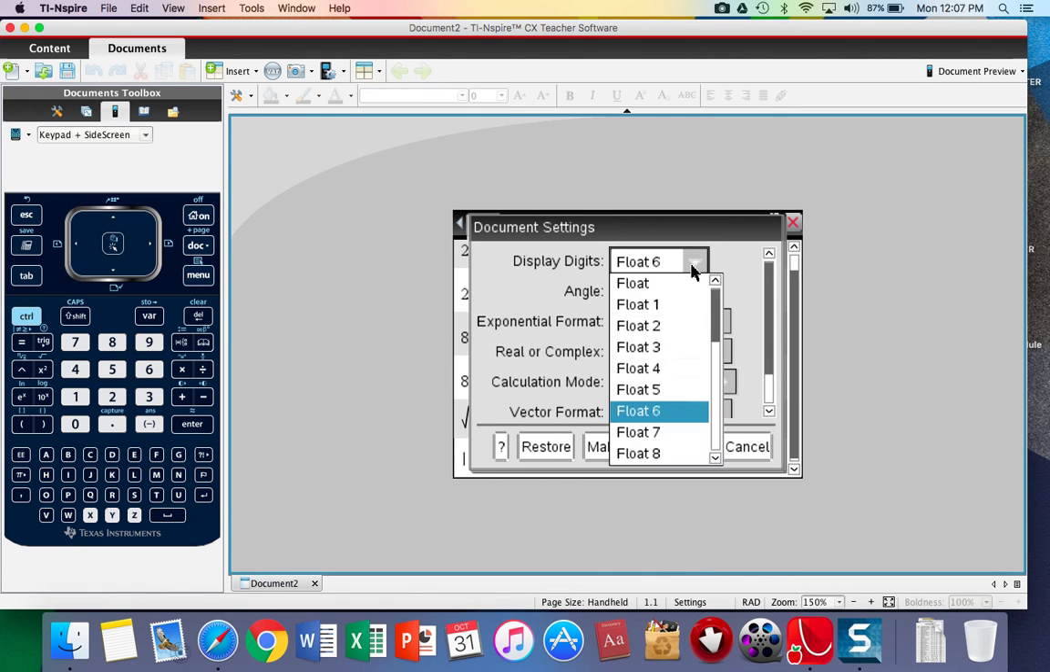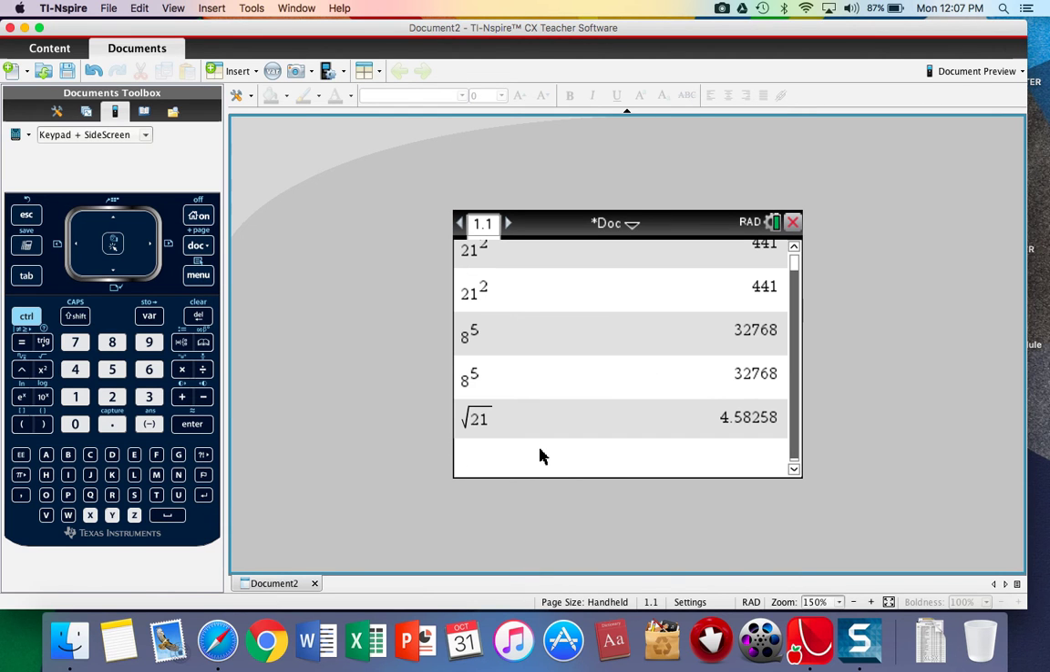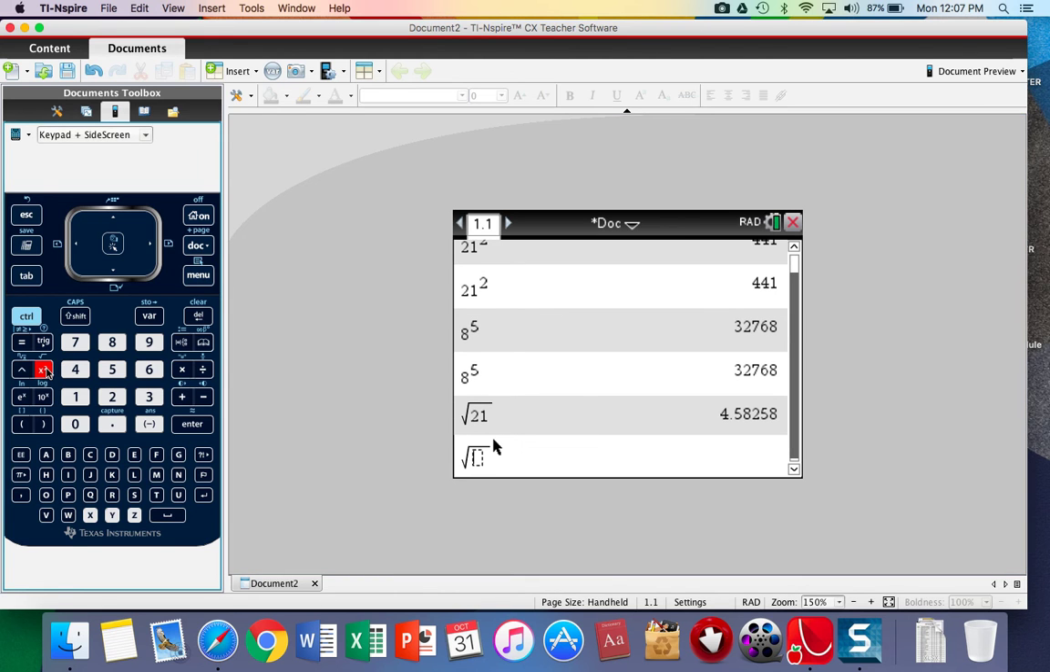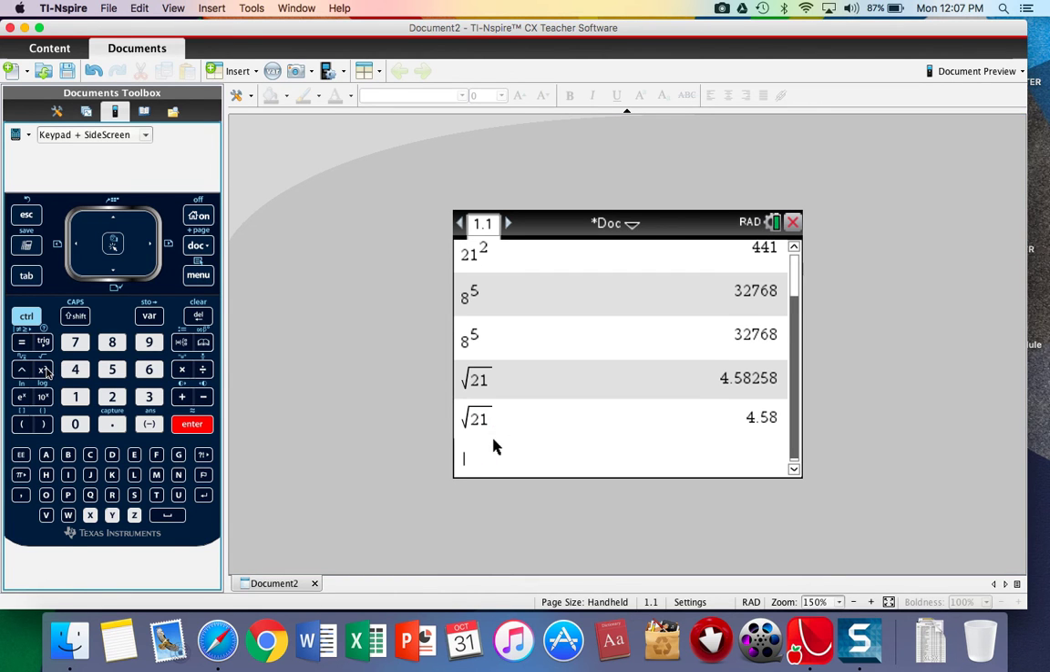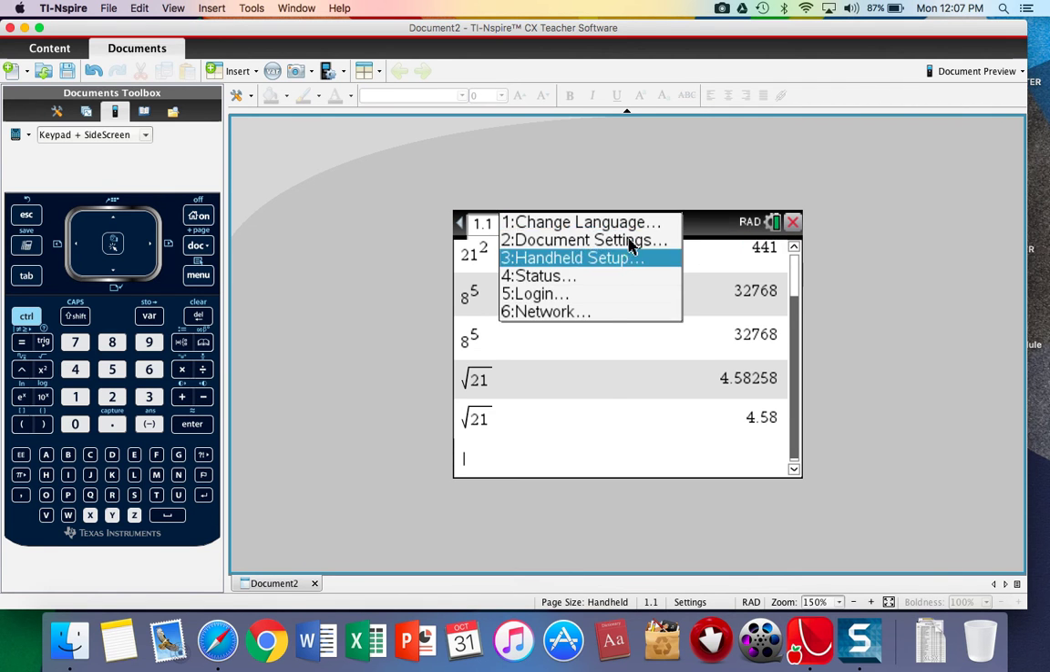So what I'm going to do is make it, let's say, float 3. Okay, I press OK. Then I'm going to find the answer for the square root of 21. So Control square root of 21. Can you see here? You only get 3 significant figures. Likewise, you can go and change this if you want any number of significant figures.